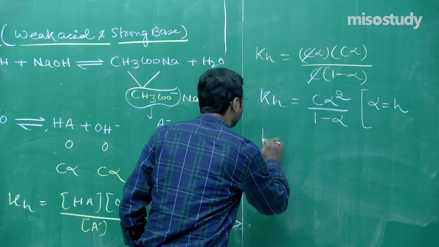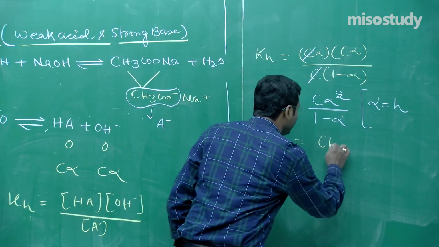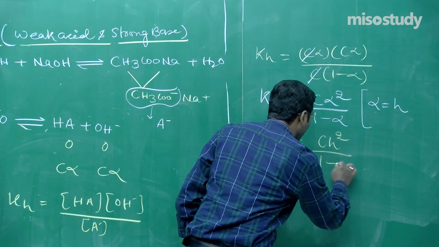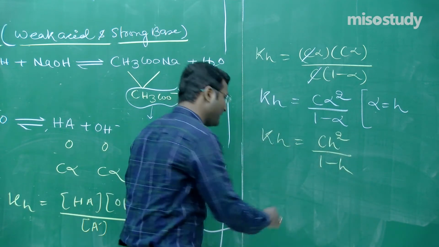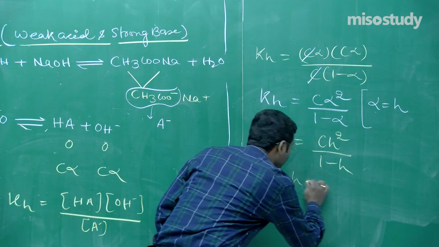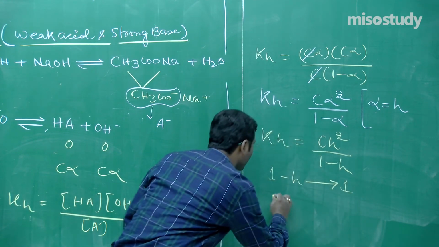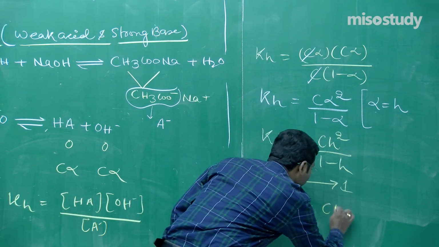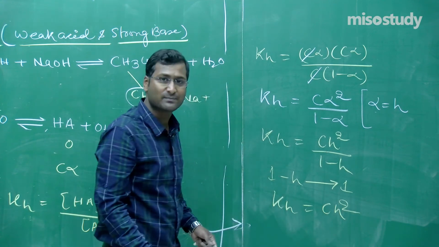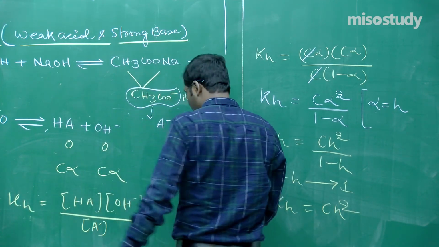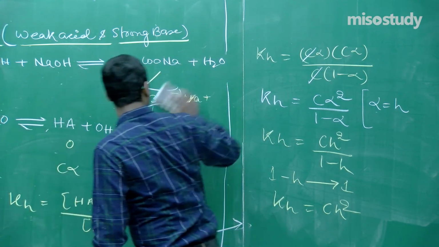So you can write like this. KH is equal to CH square upon 1 minus H. This 1 minus H tends to 1. So you can write KH is equal to CH square. This is the final expression. As I discussed, now I am moving here and rubbing this part.